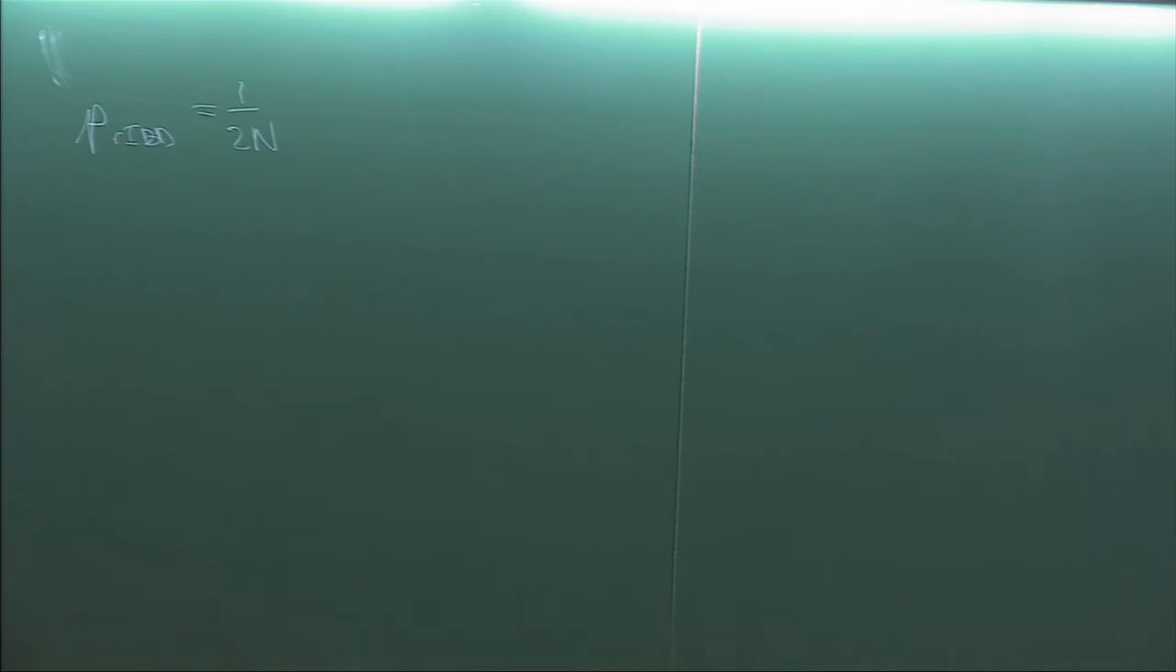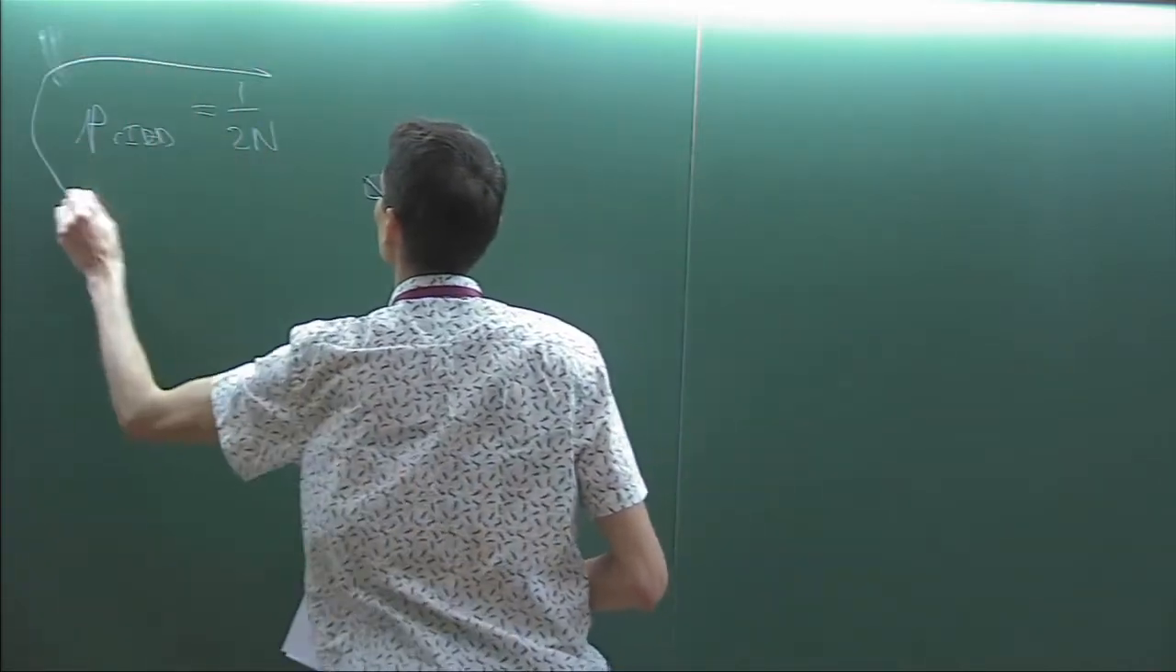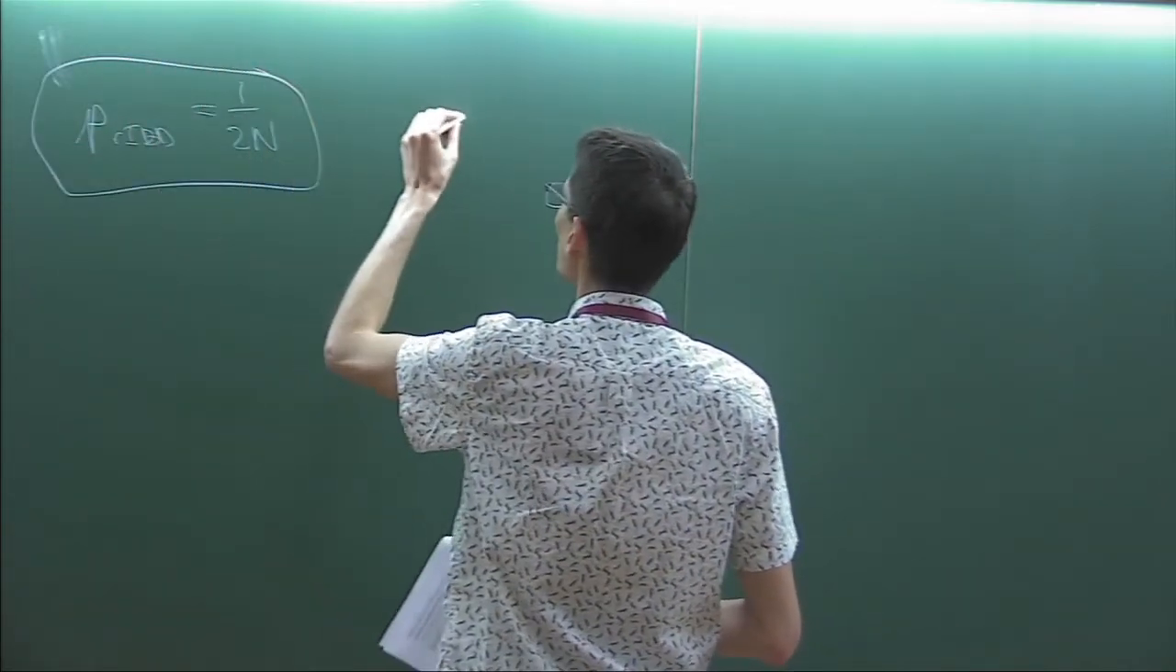So now if I sample two alleles at random from the current generation, what do I need to happen for those alleles to be identical? Well, here's one thing I need to happen.